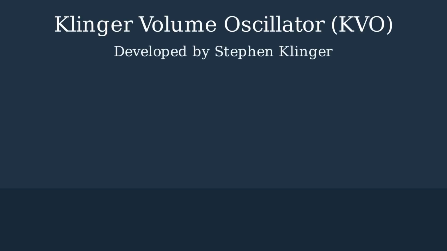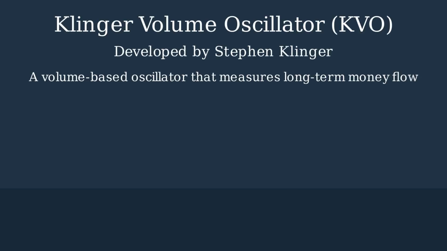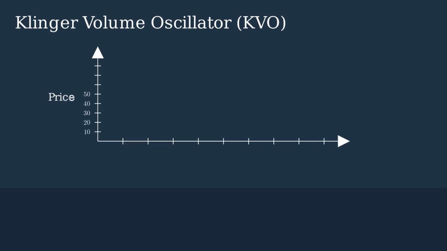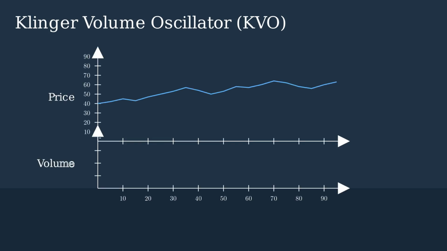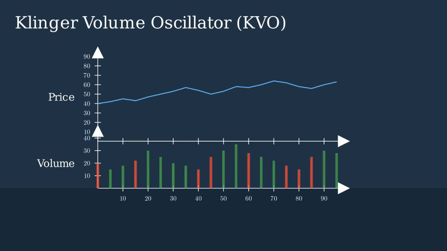The Klinger Volume Oscillator, or KVO, was developed by Stephen Klinger as a tool to measure the long-term flow of money into and out of a security. The KVO combines price and volume data to provide insights into the flow of money. Let's first look at a typical price chart with volume.